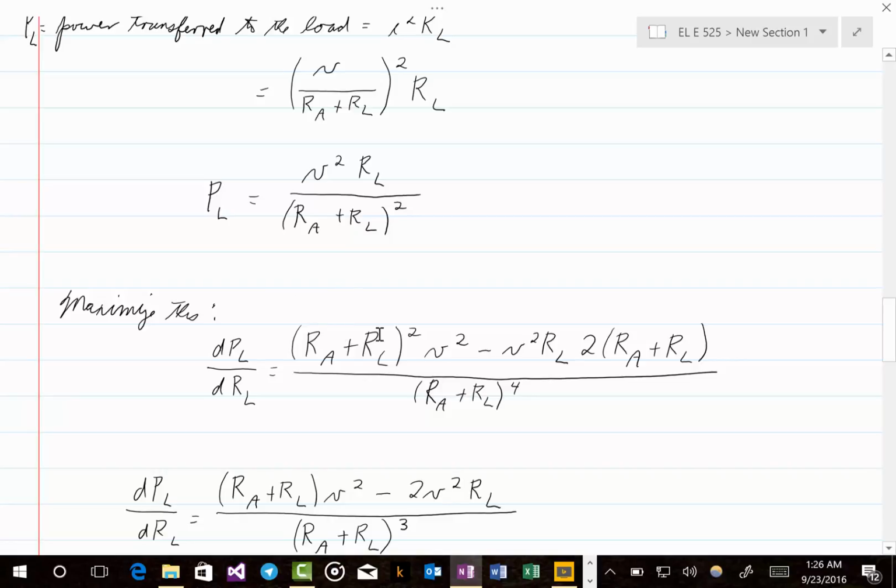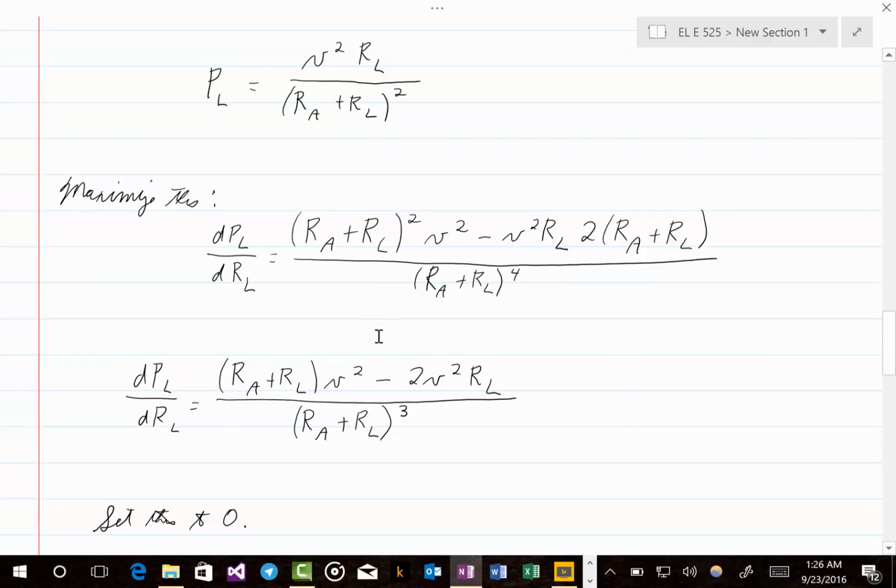Again, we have the denominator times the derivative of the numerator minus the numerator right here, V squared RL, times the derivative of the denominator, 2 times the quantity RA plus RL. And then when you use the quotient rule, the denominator term is the denominator of the original term squared. So we have RA plus RL squared, or RA plus RL to the 4th.